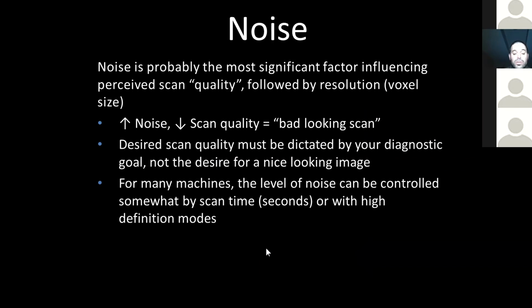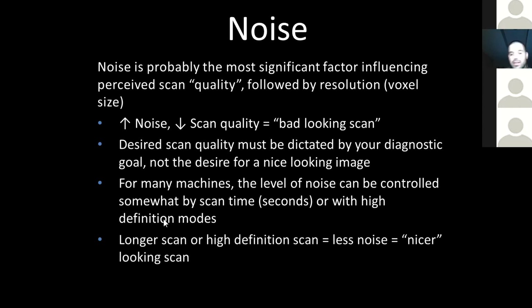We can control the level of noise in many machines, mostly by scan time. Okay, selecting how long we let that machine run. And in many other machines with high definition modes, or sometimes they're even called endo modes. Okay, so we'll talk about that in a week a little bit more in depth, but if you let that machine run at 30 seconds, you're going to get a lower noise scan. You're going to use more dose to get there and impart more dose to the patient and have a nicer looking image with more detail. If you have a very quick 5-second scan, you're going to have a lot of noise, but you're going to get away with a lot less dose.